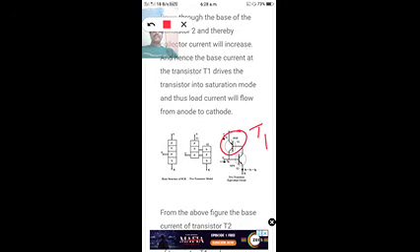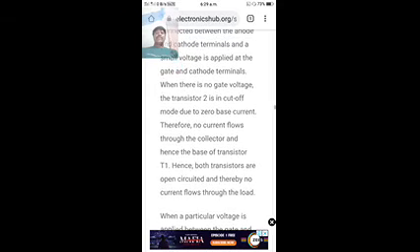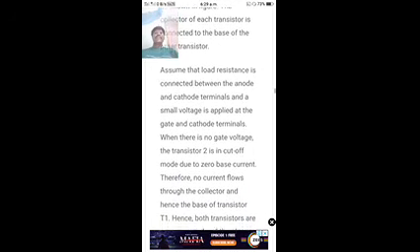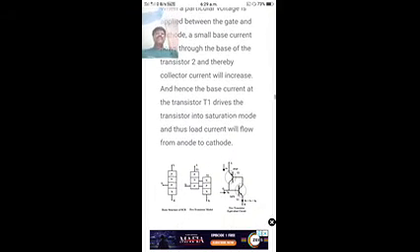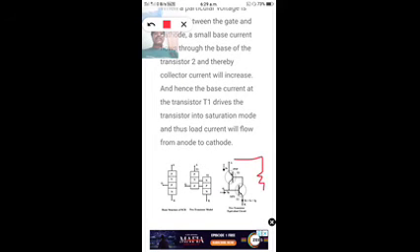This is T1, this is T2. When the collector of each transistor is connected to the base of the other transistor, and assume the load resistance RL is connected between the anode and cathode, and a small gate triggering current is applied.